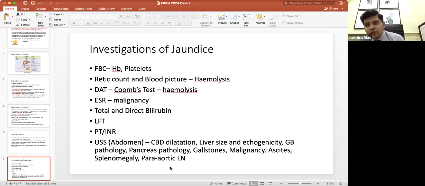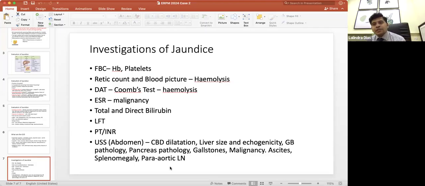Then platelet count will be low if it is a case of cirrhosis. Cirrhosis patients have splenomegaly and therefore the platelet count would be low. Thrombocytopenia is very well expected in patients with cirrhosis. Then you will do the retic count and blood picture.